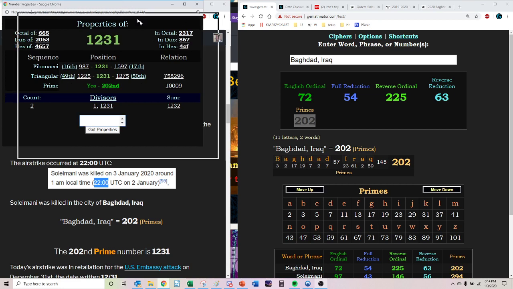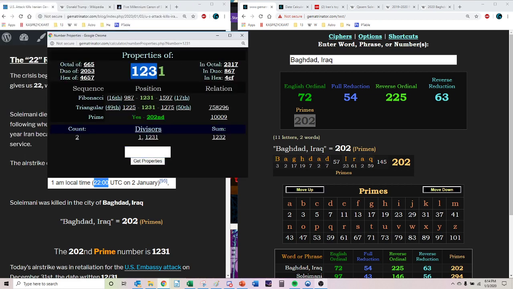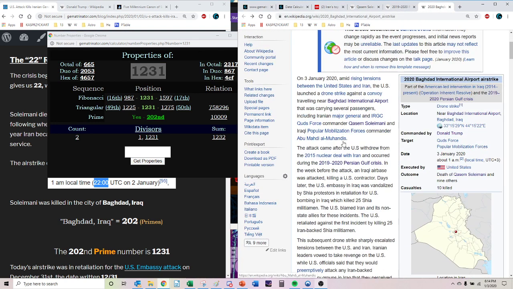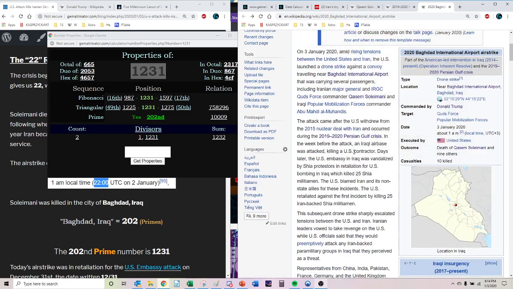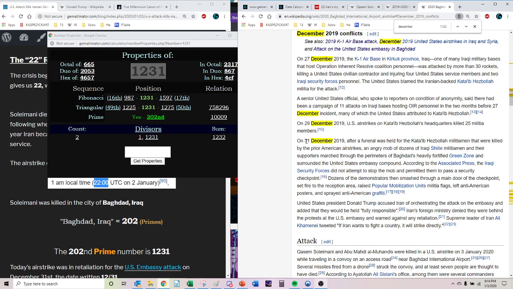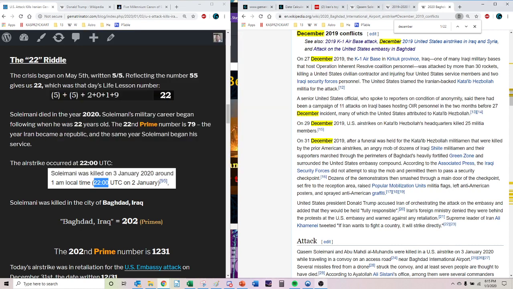The 202nd prime number is 1231. And the reason this stands out is because the airstrike that occurred today was retaliation for an attack on December 31st. This is when reports said that militiamen had attacked the U.S. Embassy December 31st, resulting in the deaths of several United States citizens. And of course, that was in Baghdad.